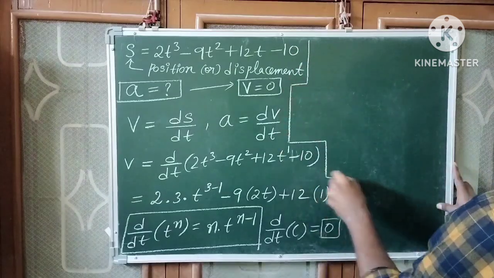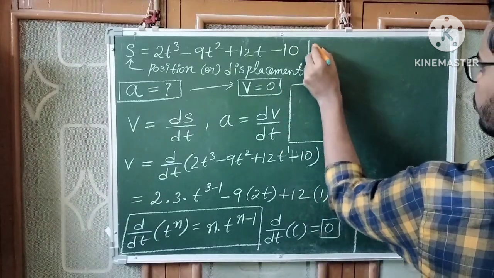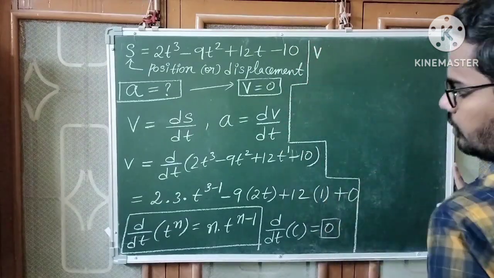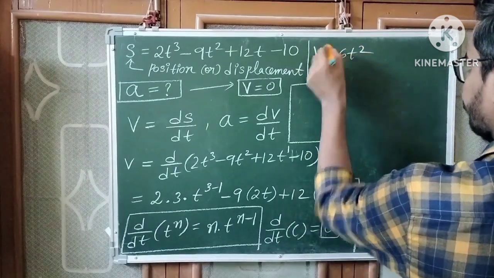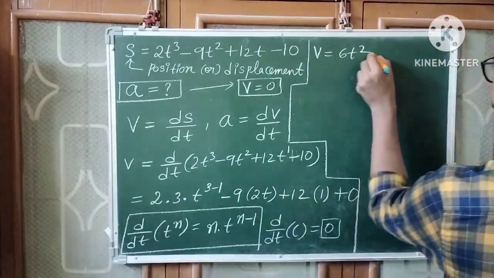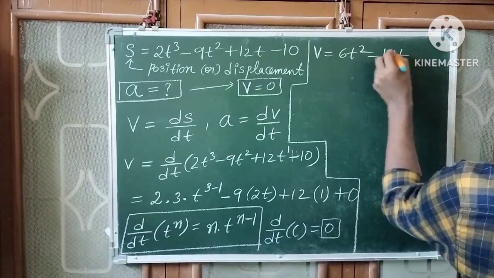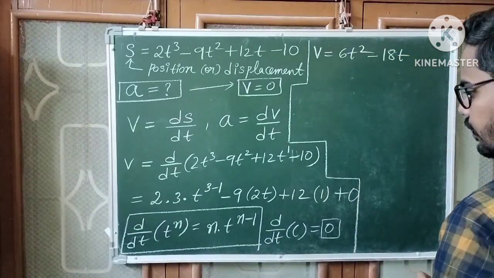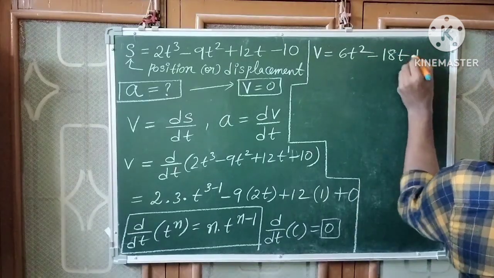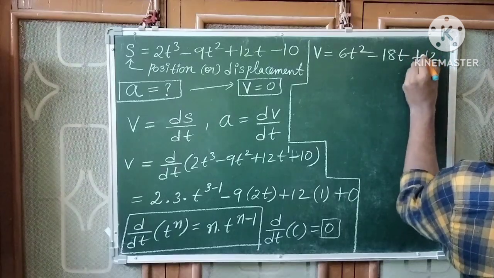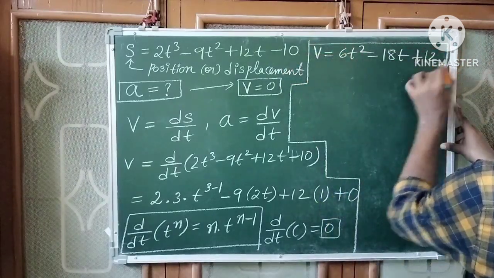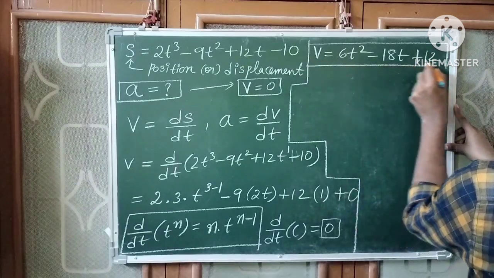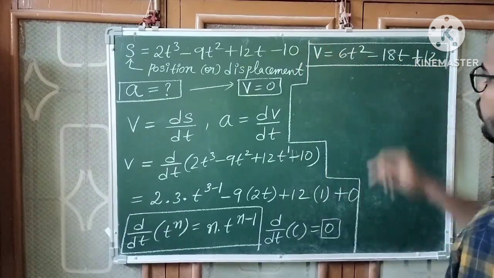Now v is equal to 6t square minus 18t plus 12. So this is the relation for velocity in terms of time.